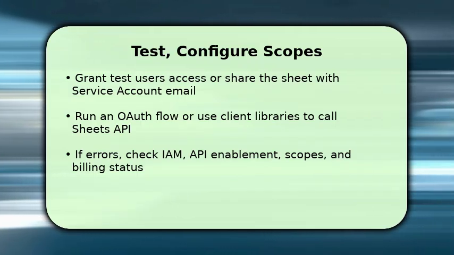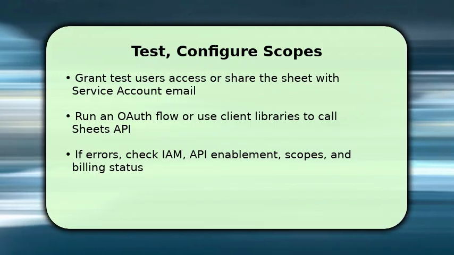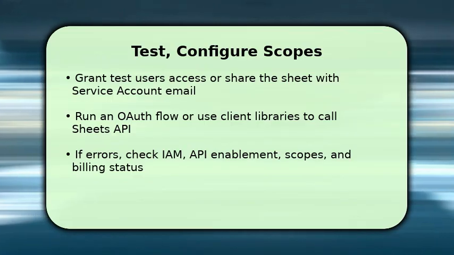If things go wrong, recheck IAM permissions, ensure the Sheets API is enabled on the same project. Validate redirect URIs, and confirm billing if quotas are exceeded.